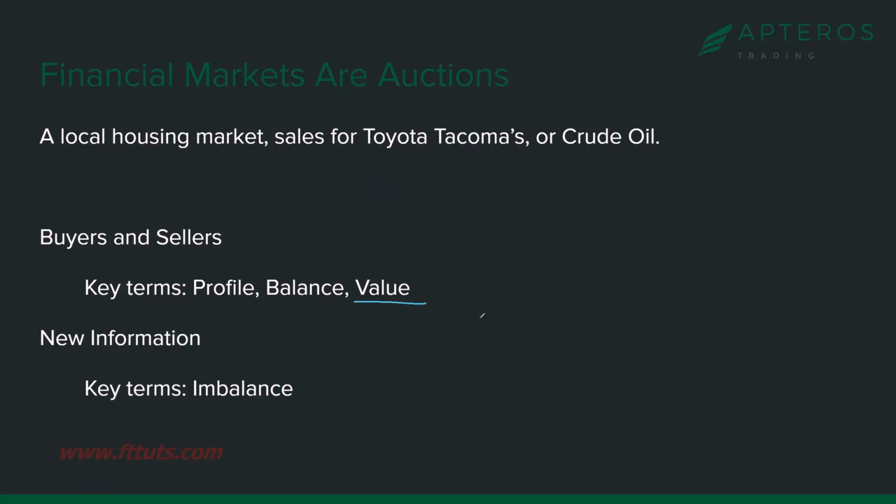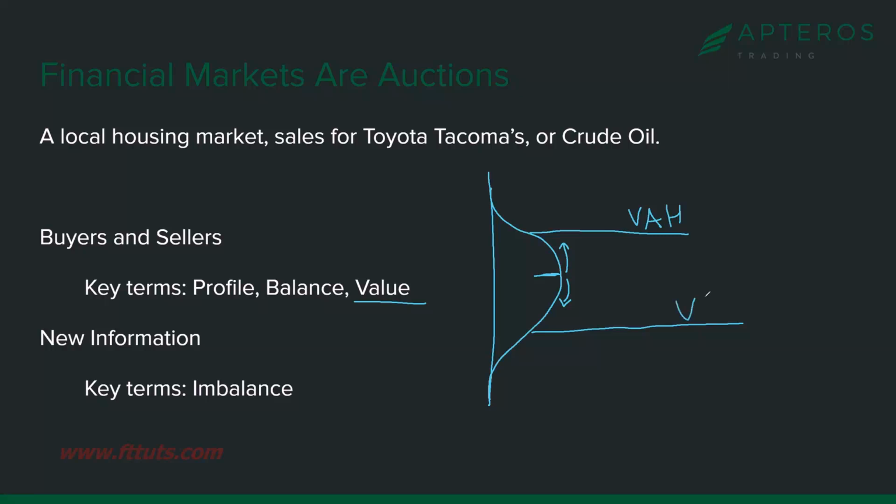Value is a simple mathematical calculation. When you have a distribution, value is from the point of control, which is a term we still haven't defined, but still, that's the widest part of the profile, the most traded price. From that area, you now find where above and below can we find 70% of the trading. And so typically it'll show you an area like this. This is the value area high, and this is the value area low.